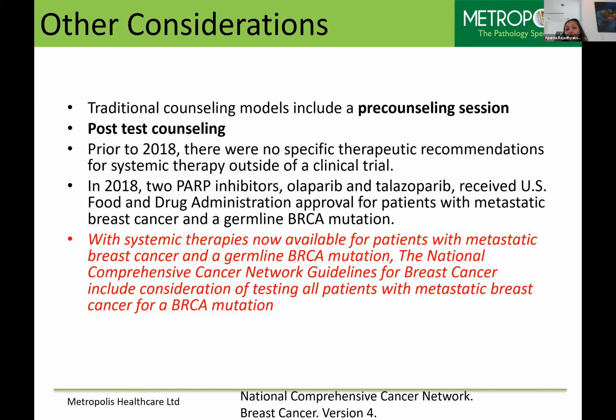So why is that important? Because prior to 2018, there was no specific therapeutic required for systemic disease. But after 2018, the PARP inhibitors were approved, and they were approved for patients with metastatic breast cancer along with a germline mutation. So now with systemic therapies approved, NCCN, which is the body in the US, is considering testing all patients with metastatic breast cancer for a BRCA mutation so that they actually benefit. It's still not standard of care, but it is definitely in talks.